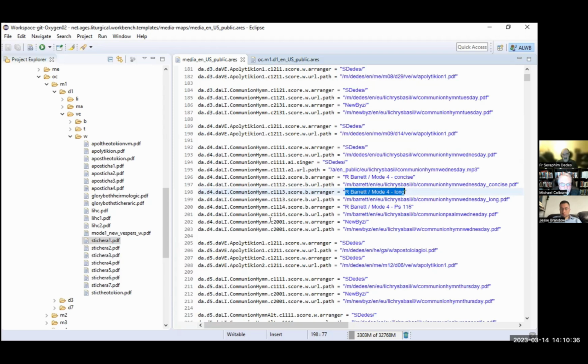Here is an example of the same hymn. It's the communion hymn for Wednesday, but it's 2, which means it's not public. 00 stands for composer's text. So whoever the composer was, it's their text. It's not one of our recognized suppliers. It's not OCA, it's not Holy Cross. So we just devised that 00 means it's proprietary to the composer.